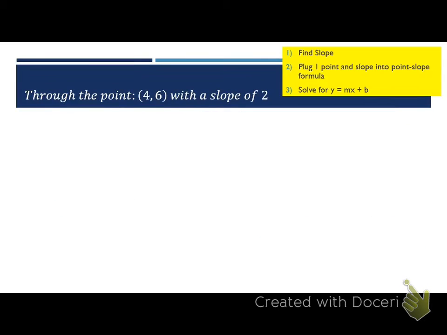All right, we use these steps. Step 1, we want to go through the point (4, 6) with a slope of 2. Step 1, find the slope. Do I have to do anything to know the slope of my line? No, it tells me, right? What's the slope? 2. So I know m is 2.